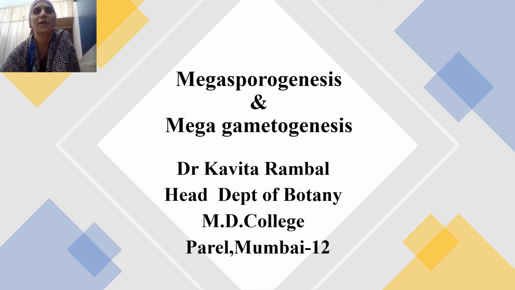Hello students, we finished with microsporogenesis. As a result of microsporogenesis, microspores are formed within the microsporangia or the anthers. These microspores later undergo microgametogenesis, and as a result of microgametogenesis, two male gametes and one tube nucleus are formed.